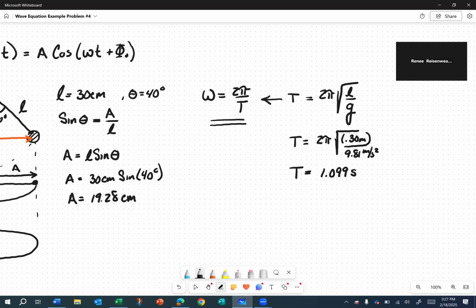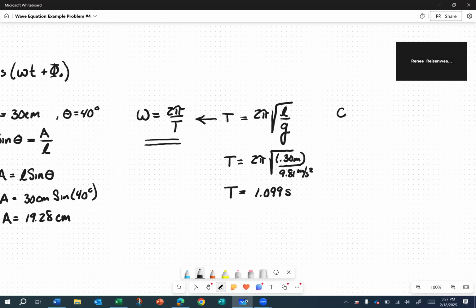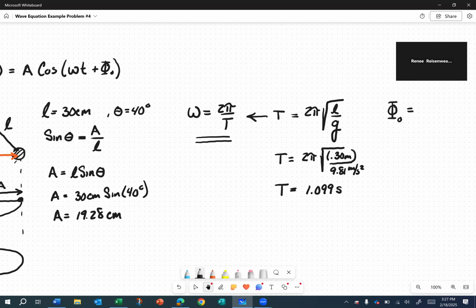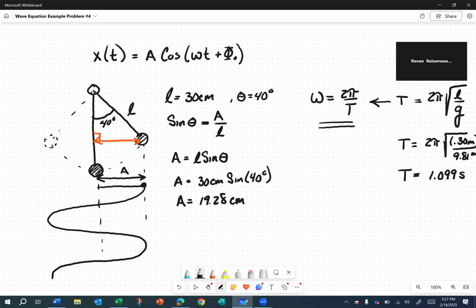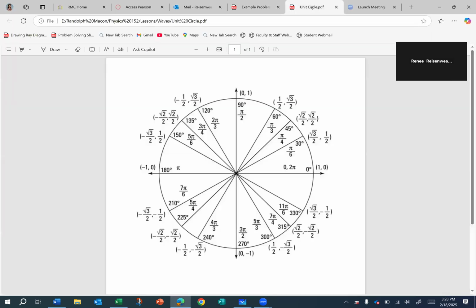The final variable is the phase constant. So the phase constant is where you are at the beginning. It looks like on our wave, if I go back to my wave diagram, I actually start at the A and I head towards 0, right? So I start at my maximum and I head towards 0. If you go back to the image of your unit circle, I'm starting here at the 1 value and heading towards 0, which means my phase constant should be 0.